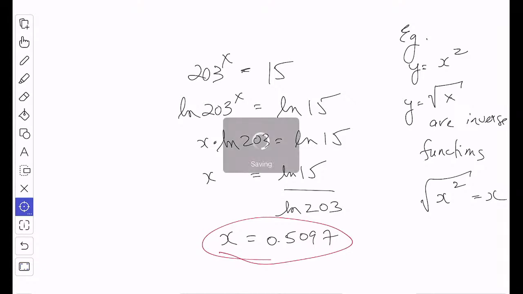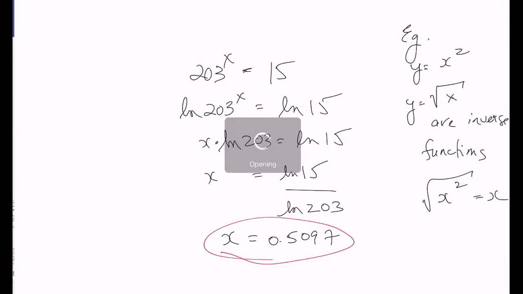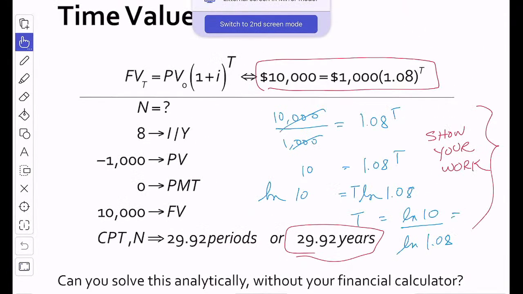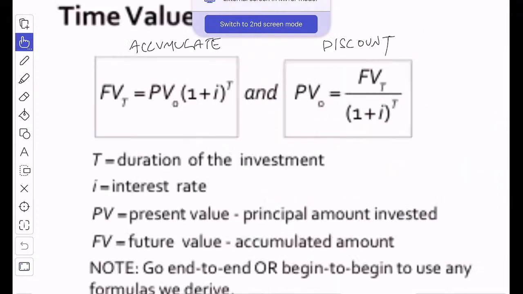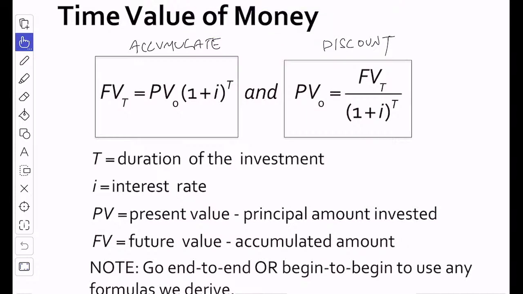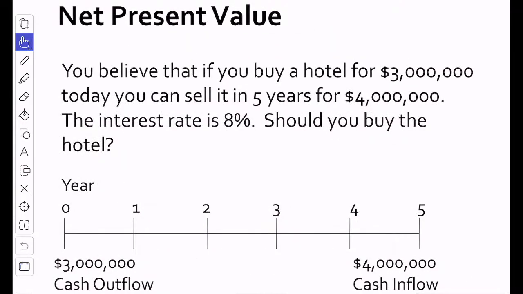Okay. Uh-oh, I left. Okay, hold on. So we did this, and this is the overview here. And then I get into net present value.